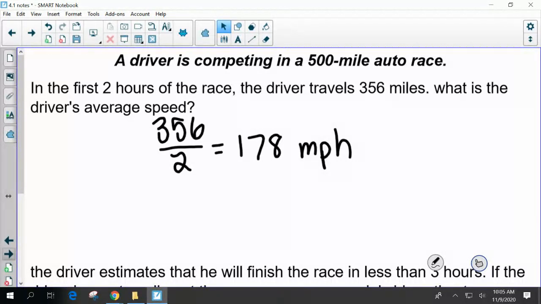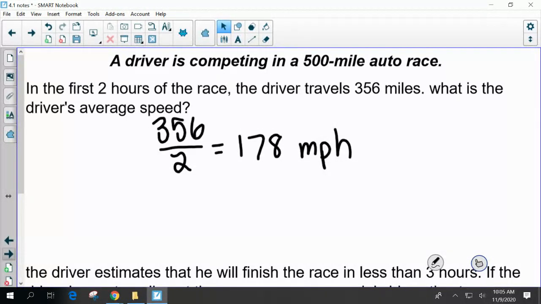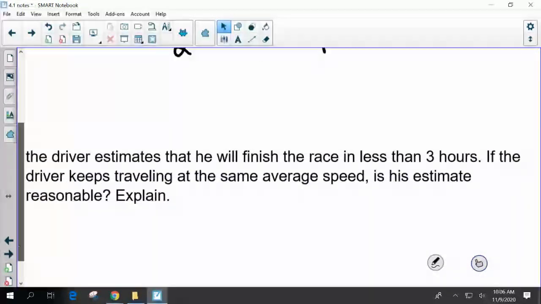Okay, now we talked about this last hour, that you have to think about, is this a reasonable answer? So if I were to ask you to find the average speed of like a minivan going down the highway, 178 miles per hour would not be a reasonable answer, correct? Okay, however, this is like a NASCAR race. So 178 miles per hour, I believe, would be a reasonable answer. I'm not a NASCAR person, but I know this would be a reasonable answer. However, it would not be reasonable for like a regular vehicle. Okay? All right, so the second part.